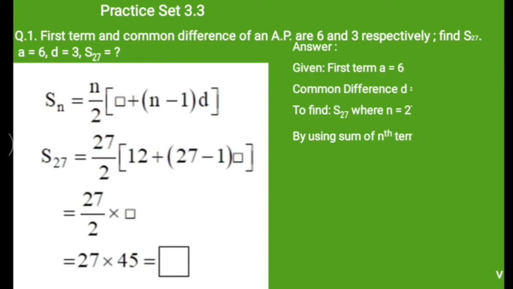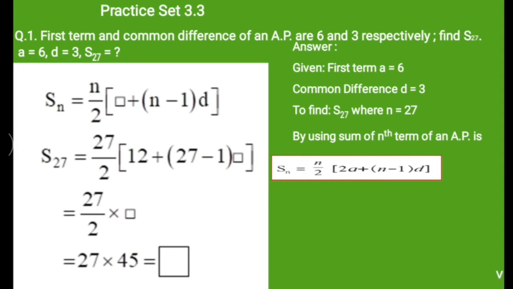So first we write the formula. So in answer we write given part a equals 6, common difference d equals 3, and to find S27, from this we say n equals 27. So by using the sum of n terms of an arithmetic progression, first we write the formula. So Sn equals n by 2 into (2a plus (n minus 1) into d).